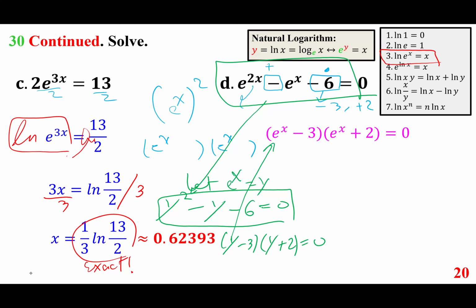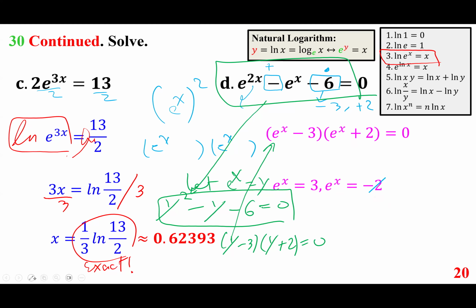In any event, in this case, e to the power of x is 3, in this case, negative 2. And I hope you remember exponentials. The y coordinate is from 0 to infinity, so it can't be 0, can't be negative. This is out. So if e to the power of x is 3, x is ln 3.